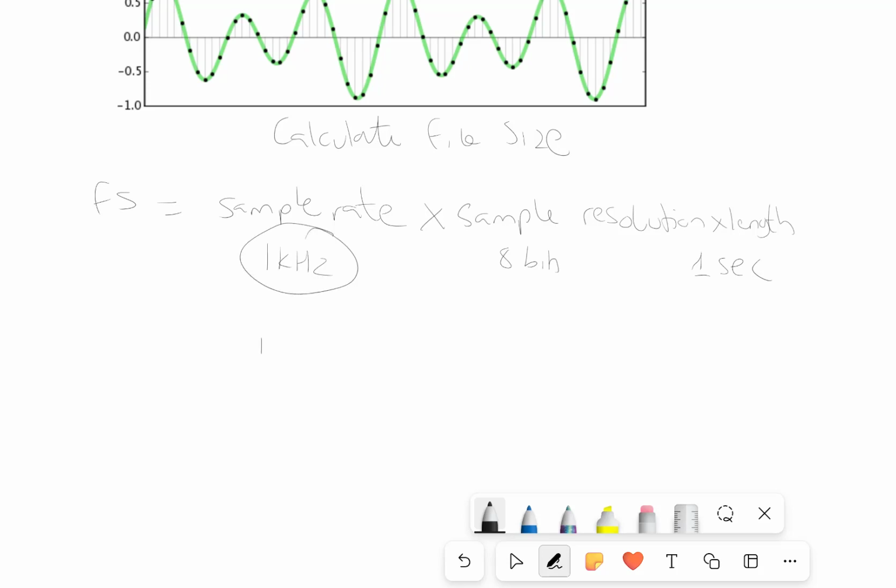Okay, so we know that we're going to turn this into 1,000 times 8, which gives us 8,000 times 1, which is still 8,000, so 8,000 bits. To turn that into bytes, we divide it by 8, which gives us 1,000 bytes. You can also divide it by 1024 to get into kilobytes, but I'm not going to do that now. So remember, the kilohertz, you've got to multiply it by 1,000.